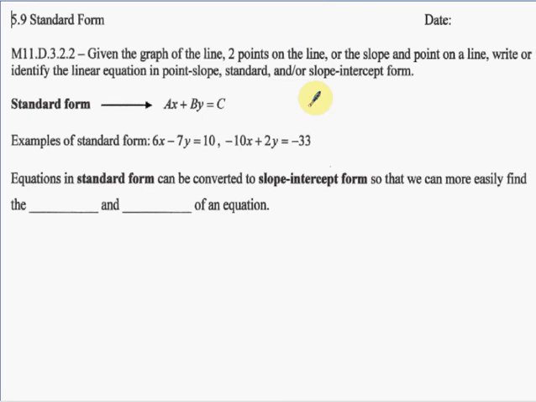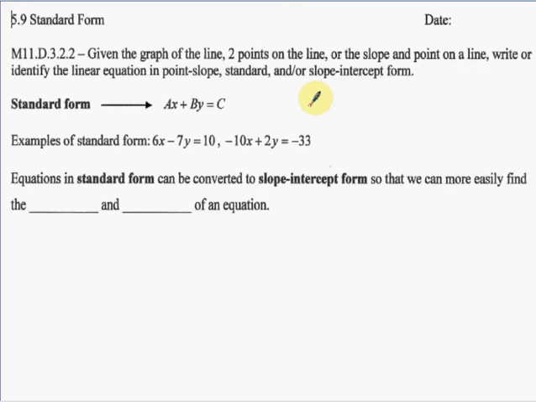Alright, we're going to take a look at standard form here, and basically the whole idea behind looking at standard form, or what we want to do with it, is be able to take an equation that's in standard form and put it in slope-intercept form. That way we can find the slope and the y-intercept of our equation, and we could use that then to graph or do some other things with the equation.